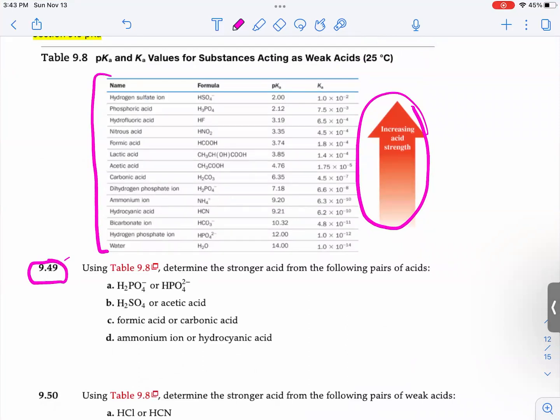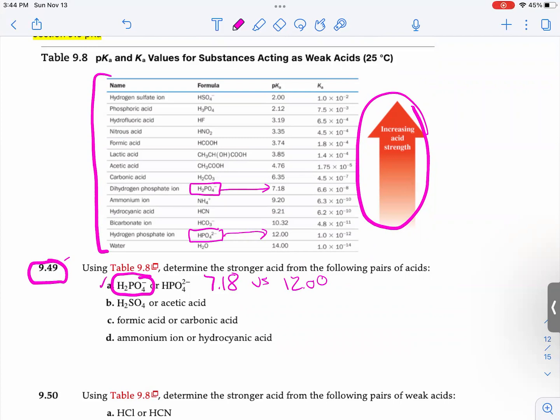Using this table, determine the stronger acid from the following pairs of acids. A. So let's look for H2PO4 minus, dihydrogen phosphate ion. Okay, and we can see the pKa. All right, so we have 7.18 and HPO4 2 minus, here we go, our hydrogen phosphate ion, and we have 12. So 7.18 versus 12, and we are looking for the value that's closer to 1. That's the stronger acid when the pKa is closer to 1. So this is our answer, okay?